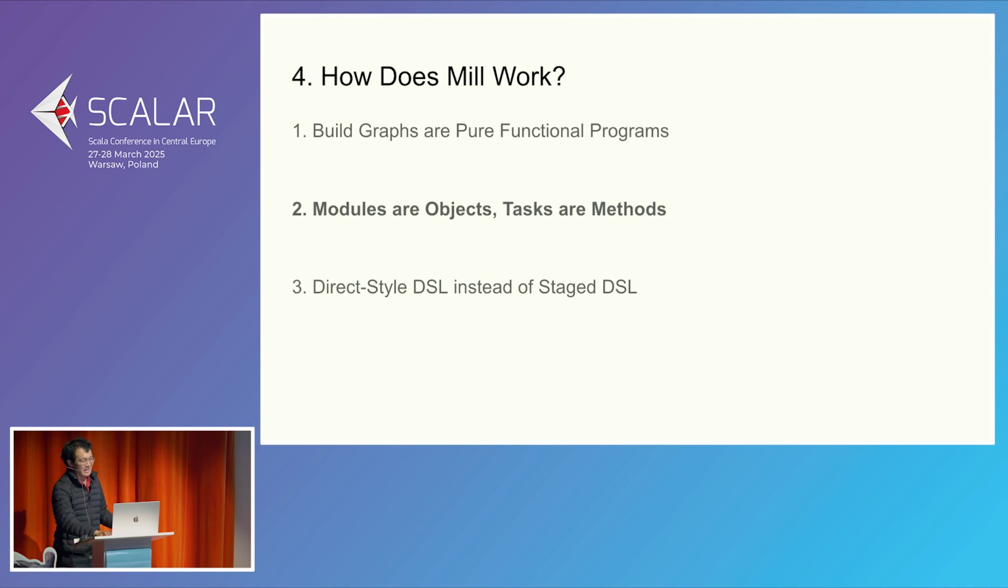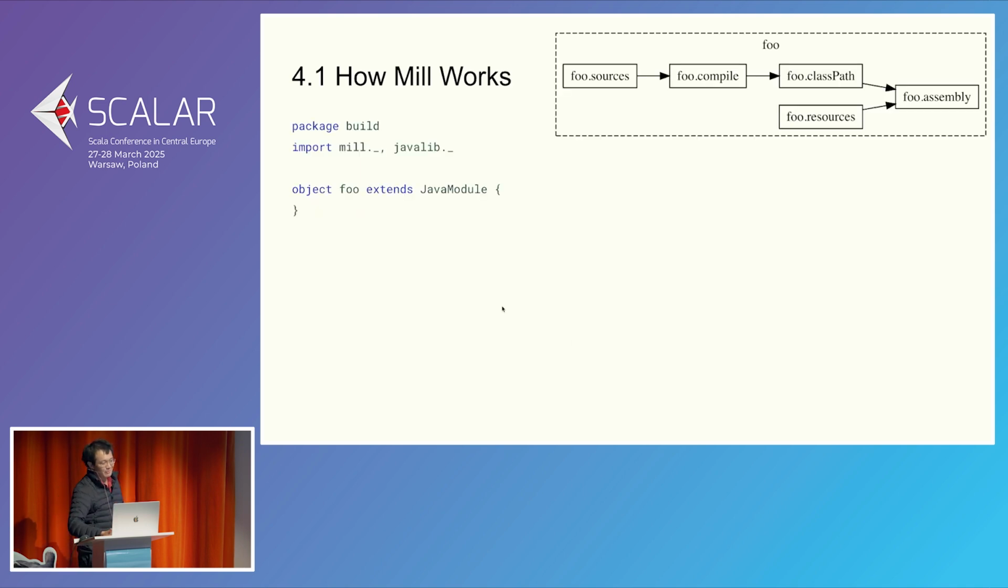Next, modules are objects and tasks are methods. So when you say object foo extends JavaModule here, this isn't some special syntax. It's literally a Scala object with the JavaModule abstract class or trait. It inherits methods just like any other object inherits from its superclasses. In this case, I slightly simplified it. So let's say sources gets used by compile, gets used by classPath, gets used by assembly, which also uses resources. And this method call graph in Mill is the task graph or the build graph. So you don't have a separate step of constructing the graph mutably after running your code.